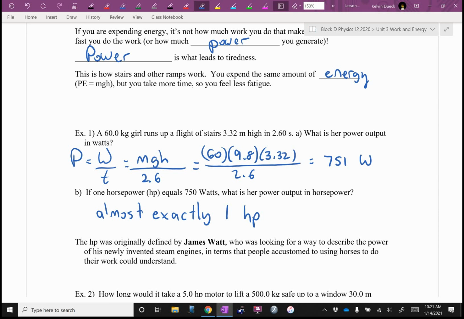It was such a brilliant advertising scheme that we still use it today. Nobody knows today how much work a horse can do in a day. It's nonsense, but we still measure engines in horsepower. That's a pretty brilliant ad pitch right there. That was really his best move.